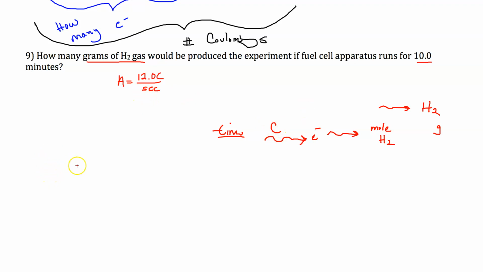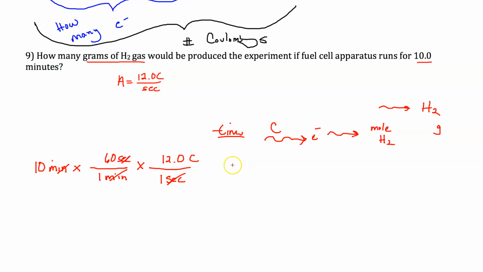So here we go. I'm going to start with my time, 10 minutes. And I'm going to go to seconds because I know that the coulombs is based upon seconds. For every 1 minute, I've got 60 seconds. And minutes go bye-bye. I don't care what this number is, but I've got total seconds. And now I'm going to get rid of seconds to get coulombs. That's what this is about. It's always about the flow of electrons. And so the amperage in the problem is still 12. And for every 1 second, we've got 12.0 coulombs. I've got total coulombs here.